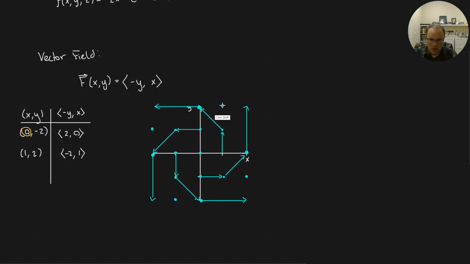So I'm going to go negative 2 units in the x direction and 1 unit in the y direction. Okay. This point is the point (-2, 1).